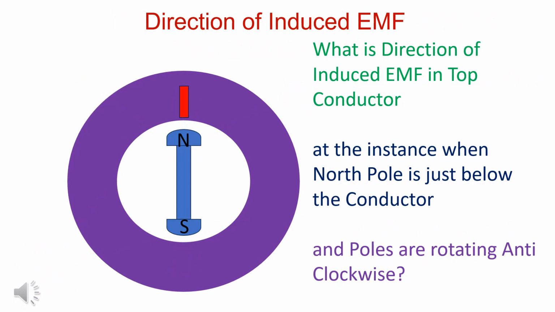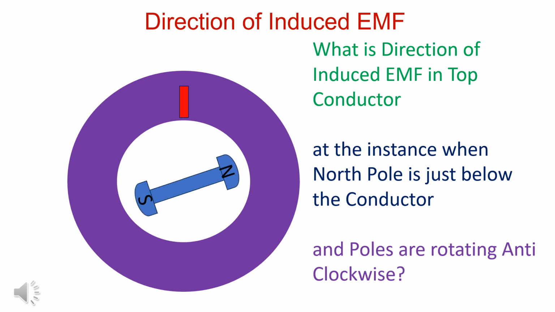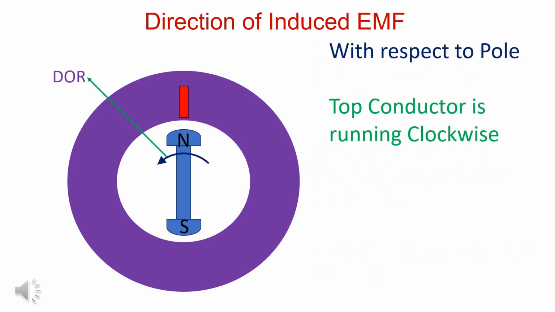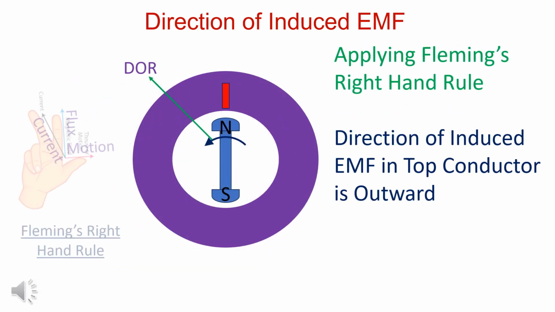What is the direction of induced EMF in the top conductor when the north pole is below the conductor and poles are rotating anti-clockwise? With respect to poles, the conductor is rotating clockwise. Applying Fleming's right-hand rule, the direction of induced EMF in the conductor is outward.